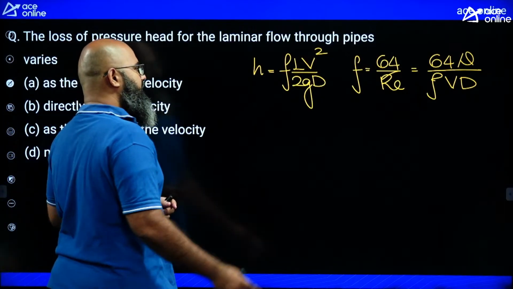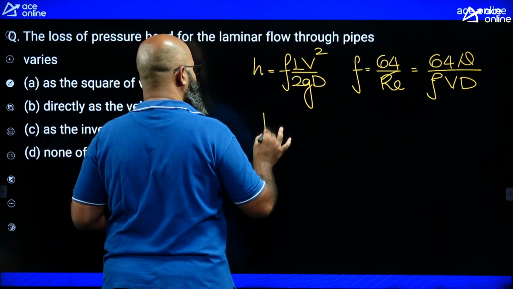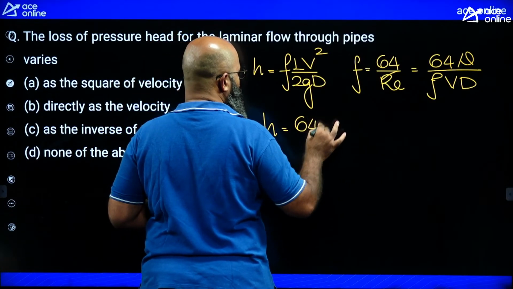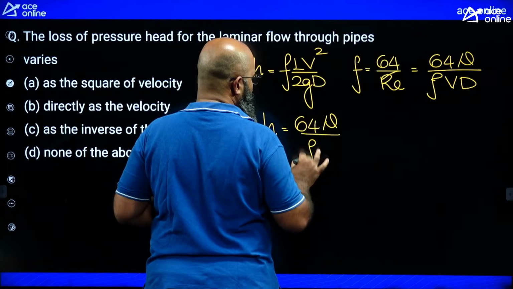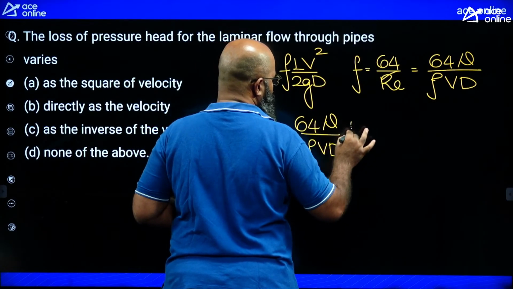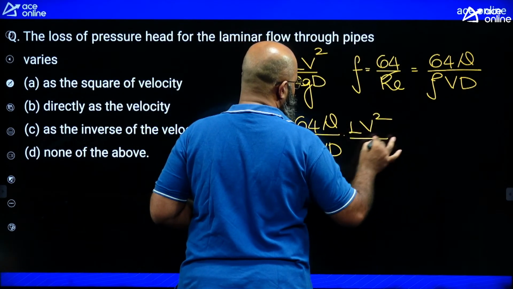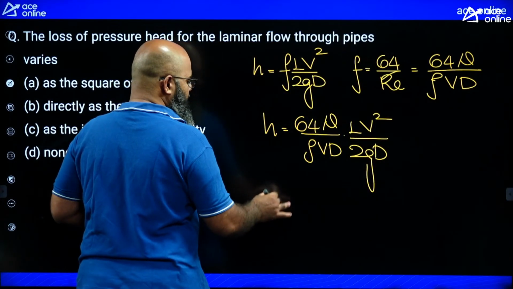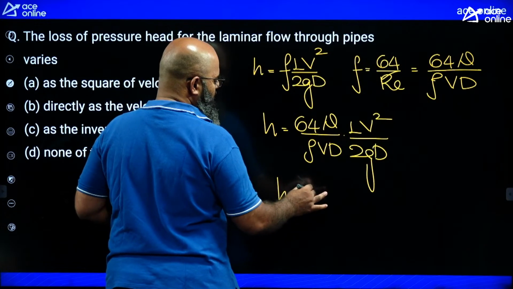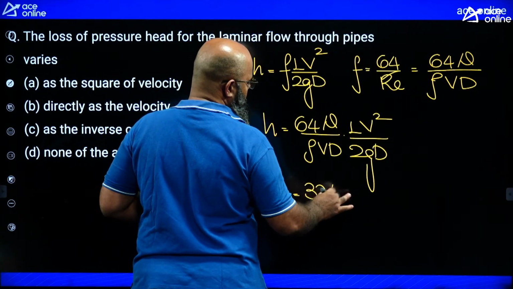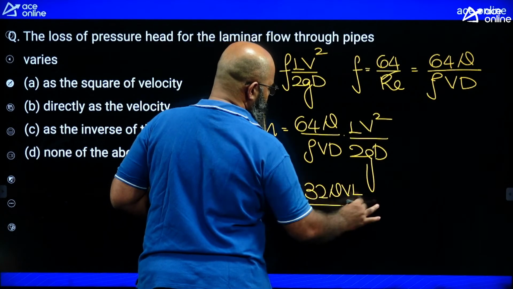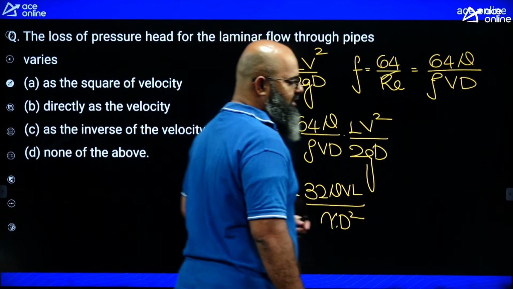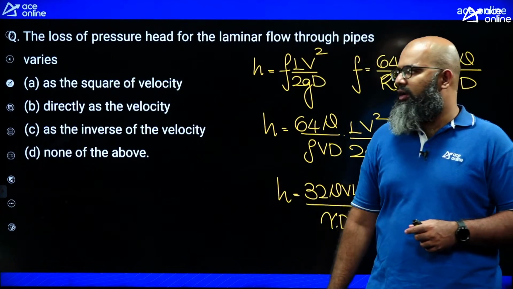Now let us do one thing. Let us put that value over here. So the value of head loss is equal to how much? It is equal to 64 mu by rho V d multiplied by L V square by 2 g D. If you simplify this, the value of head loss comes out to be equal to 32 mu V L by gamma times D square. This is the equation you are going to get for the head loss in the case of laminar flow.